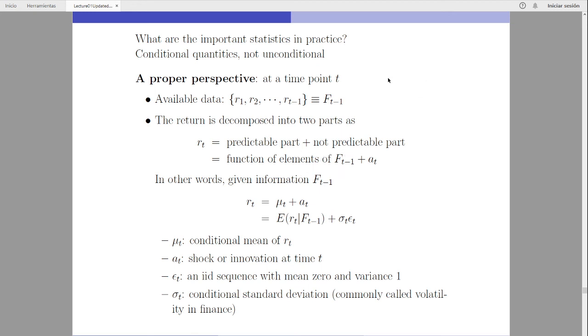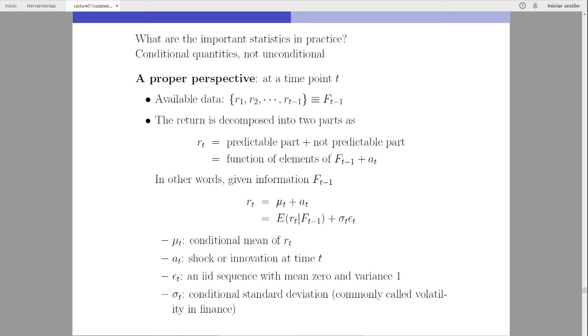So if we have this information, F_{t-1}, which is the collection of all the returns before moment t, the return can be seen as the average of this expression, plus this product here, this sigma_t and epsilon_t. We're going to see what that means.